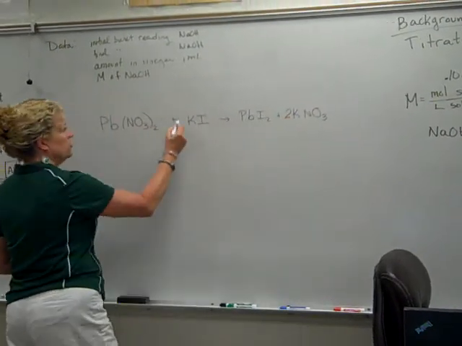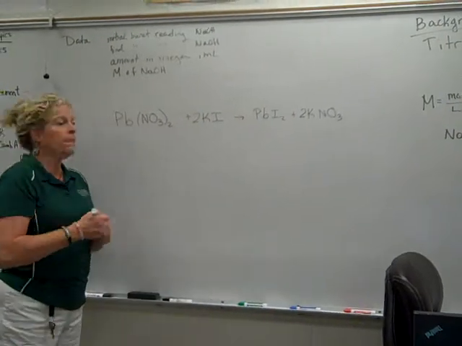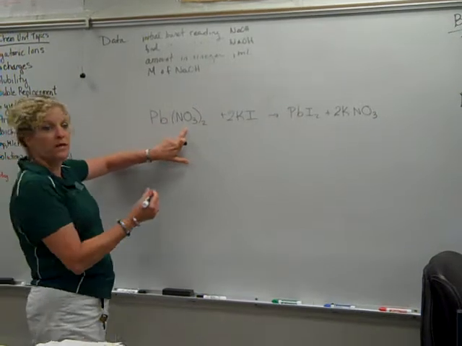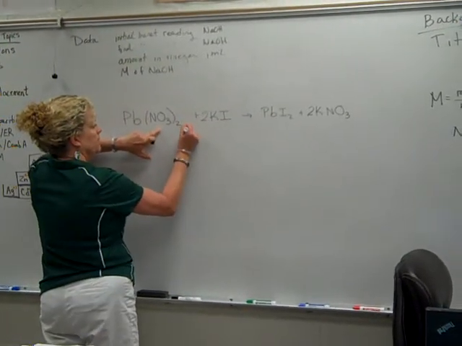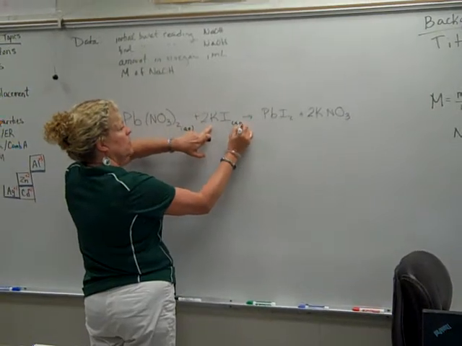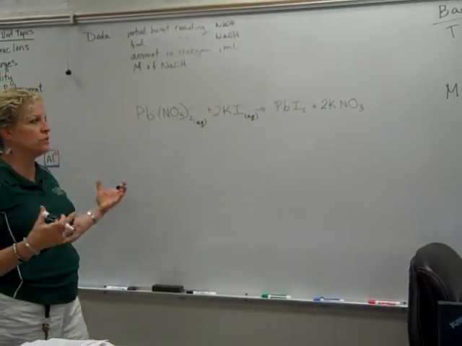You balance, there's a 2 there and a 2 there. And if you remember, the reactants were both soluble. We know this should be soluble because there's nitrate, and we know this is soluble because it has potassium. But we also just looked at the reactants and they were see-through, nice, clear solutions.